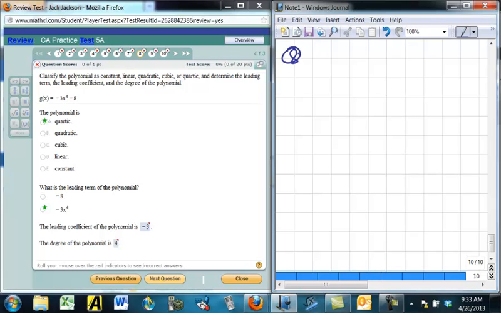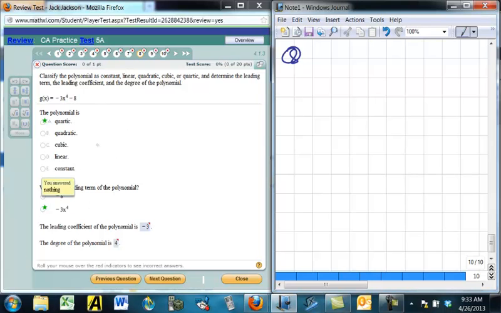Classify the constant, linear, quadratic, cubic, quartic. That's 0 degree, 1st degree, 2nd degree, 3rd degree, or 4th degree polynomial. Identify some things here. You're looking at the highest power. So the highest power is 4, so that's quartic.